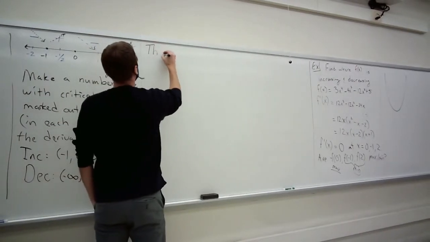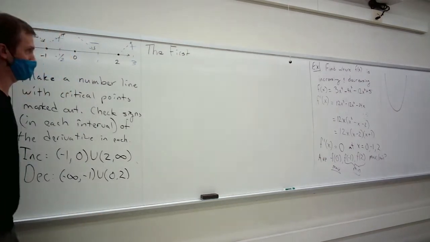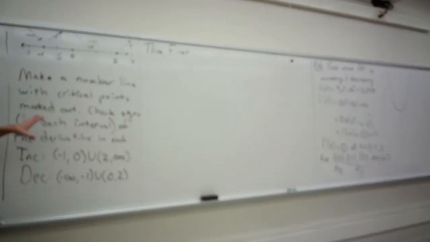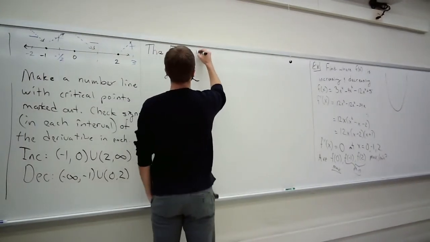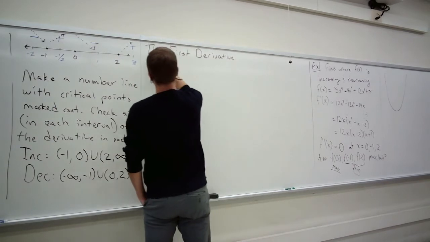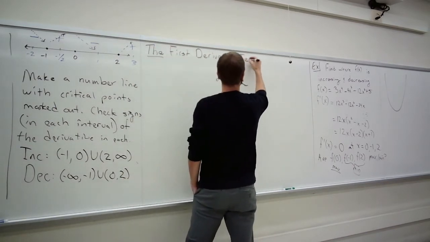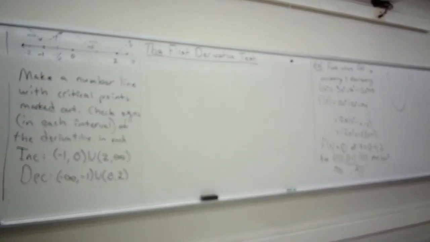All of this is summarized in something called the first derivative test. This is something that is done so often. You're given a function, take its derivative, find all of this stuff. This is done so often that it is literally called the first derivative test, as in there's no other. This is it. If anyone ever says take the first derivative test or use the first derivative test, this is literally the only thing you should think of.